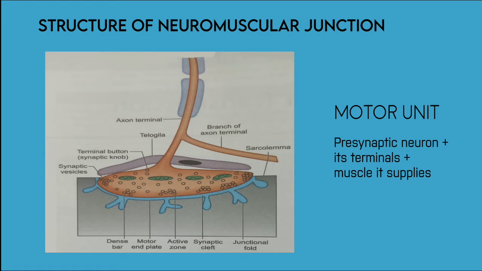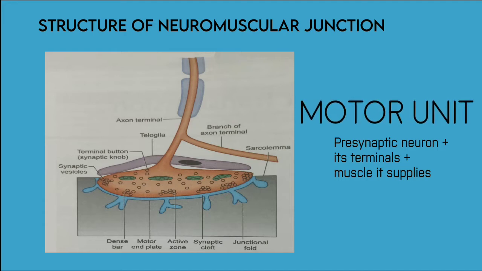The motor neuron and all its axon terminals and the muscle fibers innervated by each of these axon terminals together will constitute a motor unit.